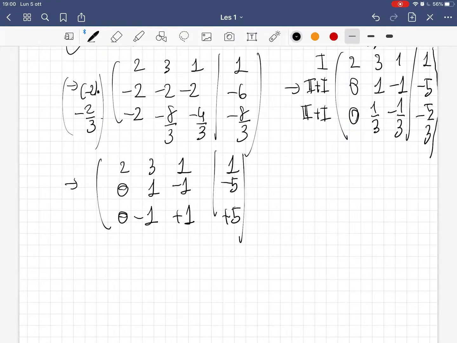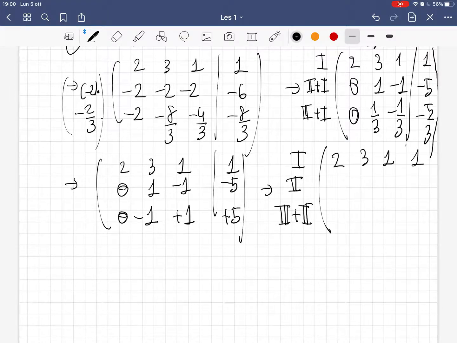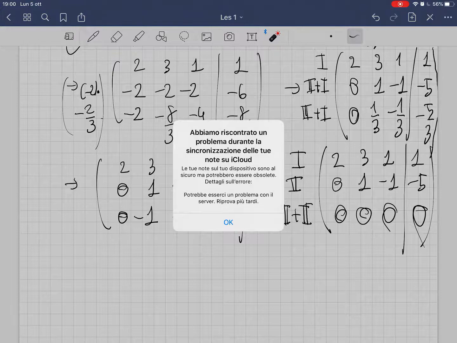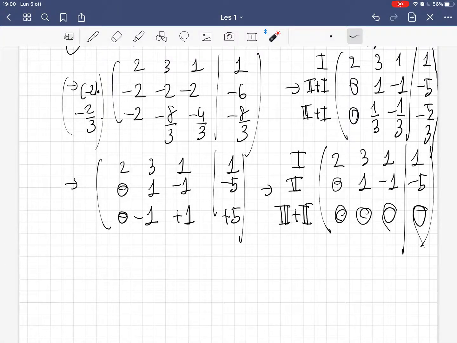Because we can try to sum. This you keep, but this you substitute with the third plus the second. What you get is as follows. So here you don't do anything, -5. But here something interesting happens. If you add up these two things, then you get 0, 0, 0, and another 0. So what does this mean? This is important.